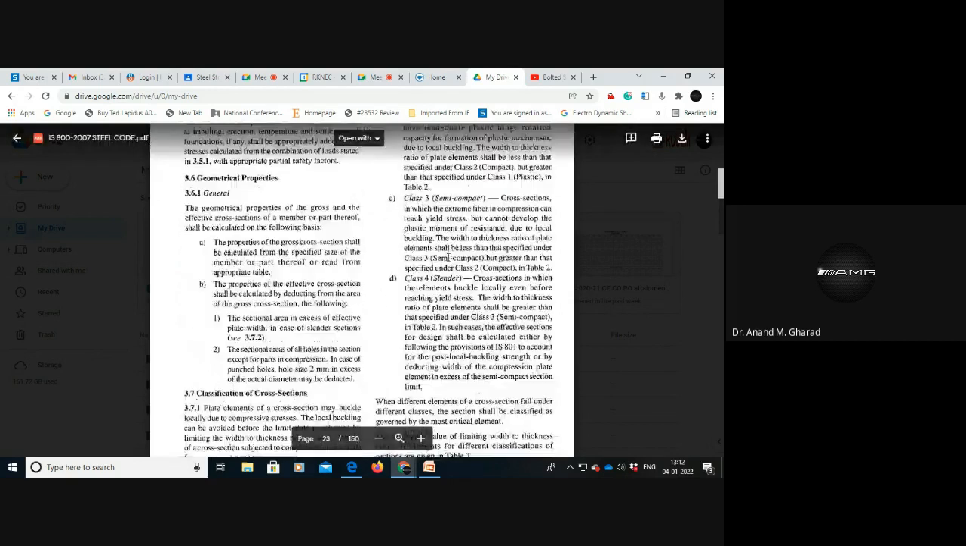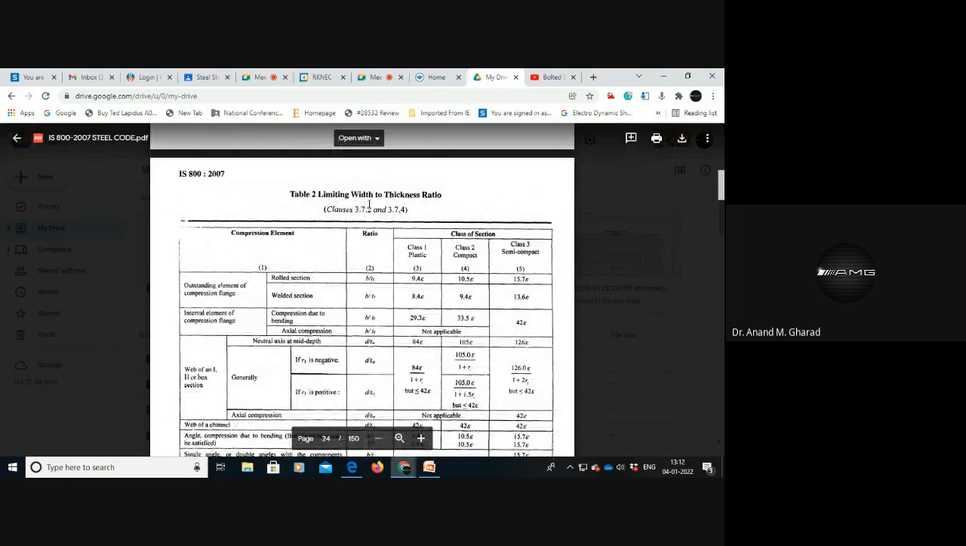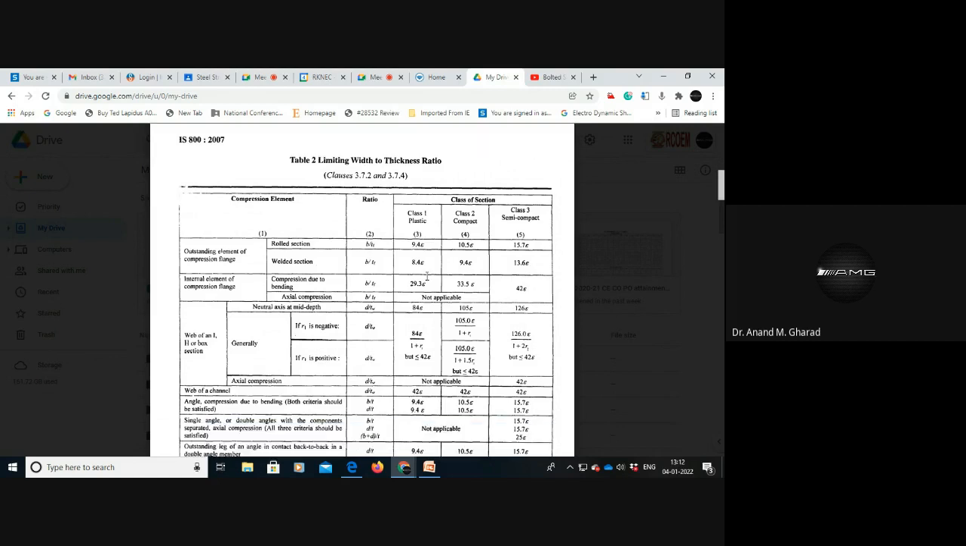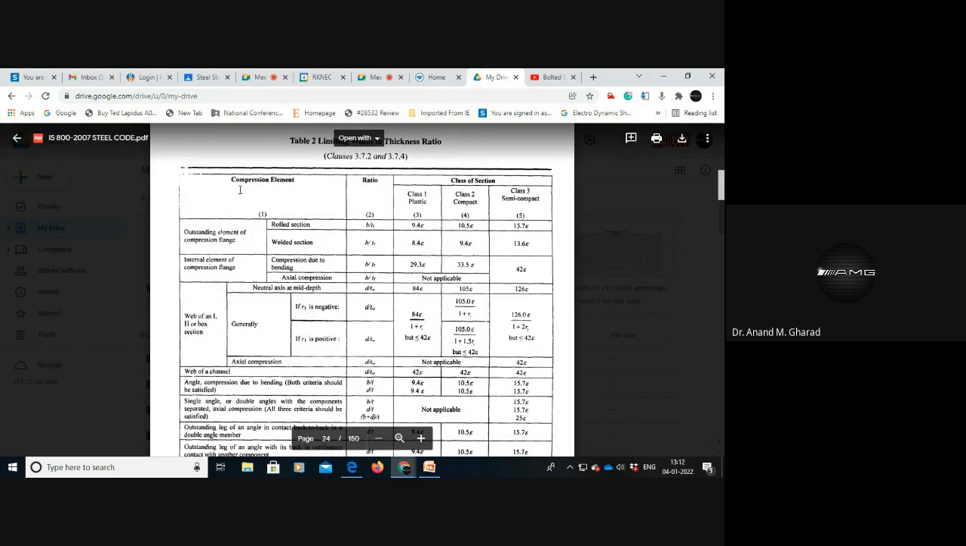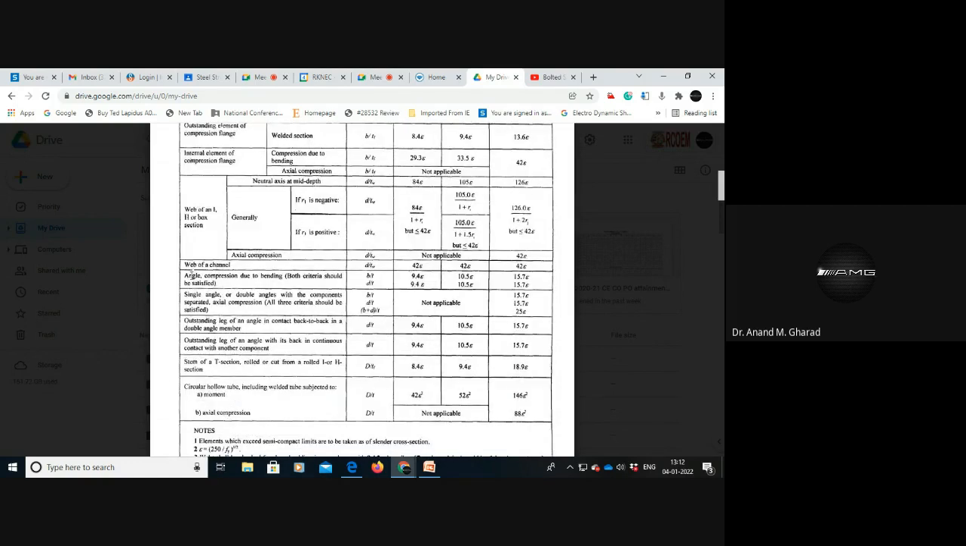So IS 800 2007 has provided Table number 2, which speaks about this aspect ratio, and it says that this should be the limit beyond which the classification cannot be justified. For example, these are the compression elements, various different types of cross sections you can consider, wherein you will find, for example, this web of a channel. Can you see this web of a channel? Channel section is nothing but your C section.